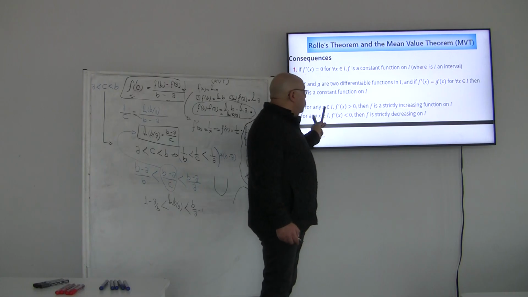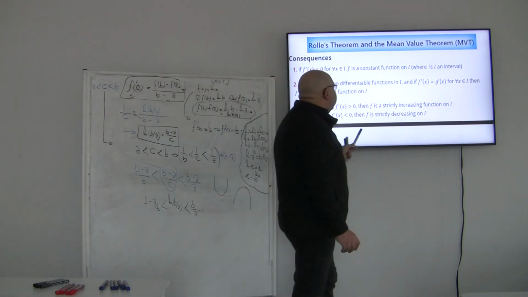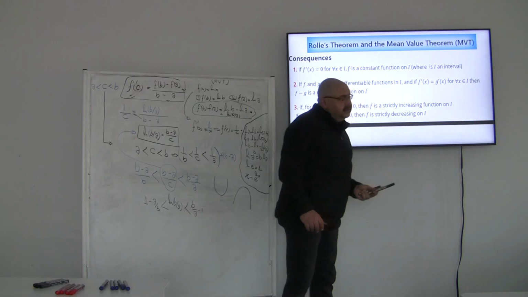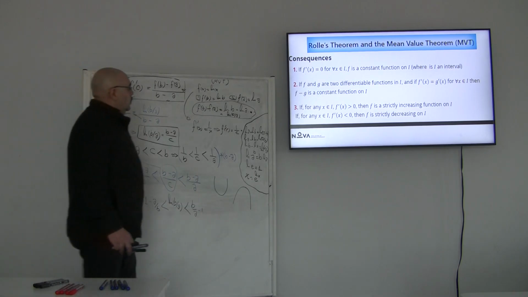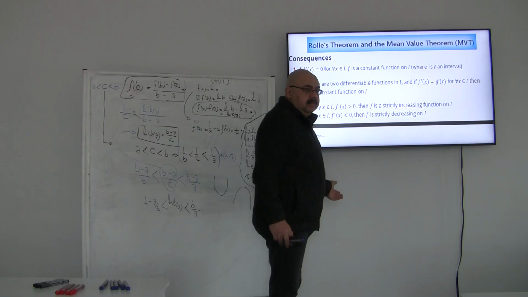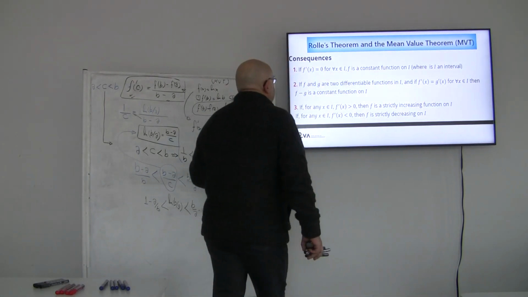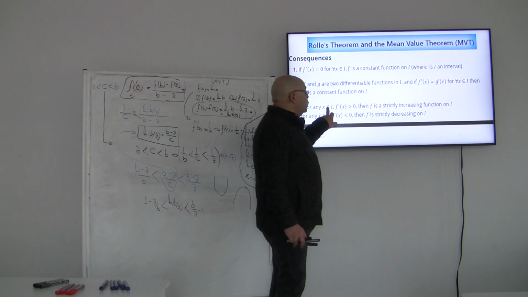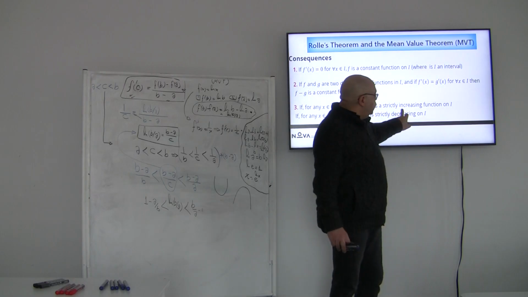For any x belonging to I, and this is the most important one, this will determine the periods where you have a strictly increasing function or a strictly decreasing function. A constant function means a value equal to, like, 4, 5, 6, some number. It's not a function in x. Now, number 3 says if for any x belonging to the interval, f'(x) is greater than 0, then f is a strictly increasing function.